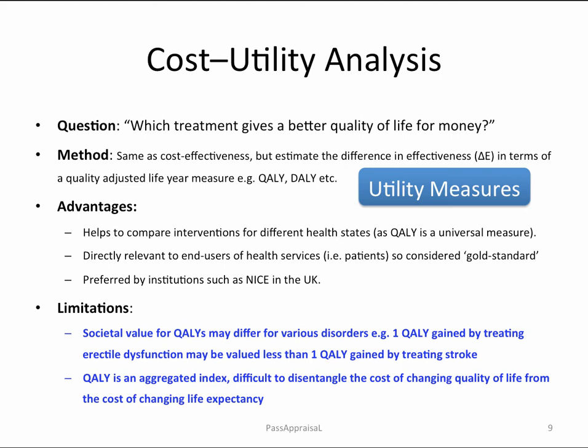QALY can change either due to a change in standard of living or survival. QALY is an aggregated index. It is not possible to disentangle the cost of changing quality of life from the cost of changing life expectancy when you use cost utility analysis. This sometimes can be a problem. This problem can be addressed using cost consequences analysis.